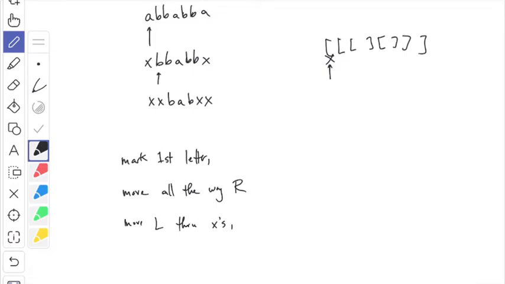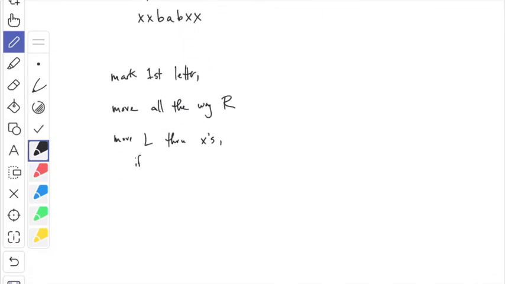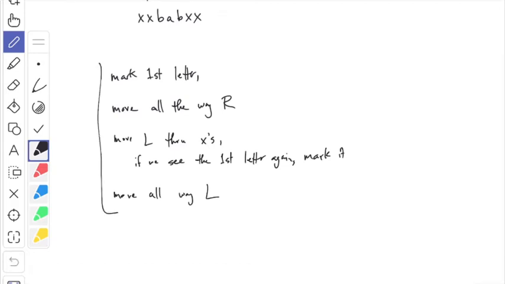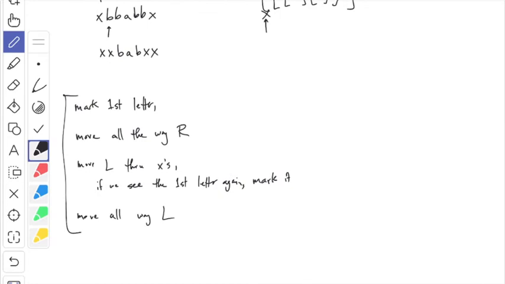So move to the left through X's, and then I'll say if we see the first letter again, mark it, and then move all the way left and start again. This is the basic concept. Mark something off the beginning, go to the end, mark the same thing off at the end, go back to the beginning, do the whole thing again. All right?